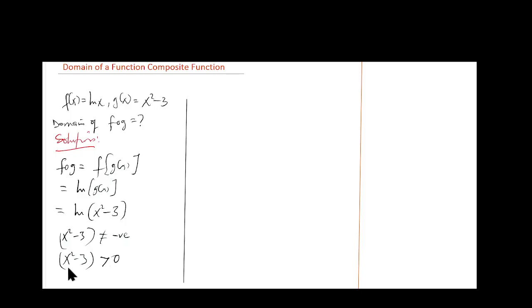But we need the values of x here. So to solve for x here, we have that our x squared minus 3 is greater than 0. We solve for x squared greater than 3, because 3 crosses over the inequality sign, it becomes positive.